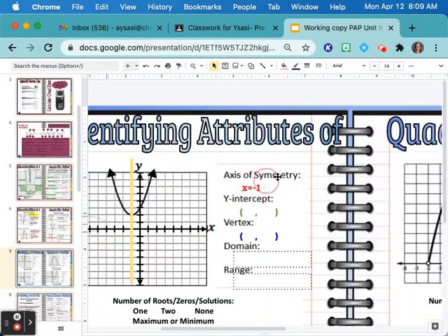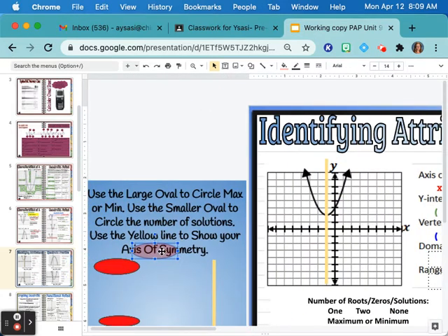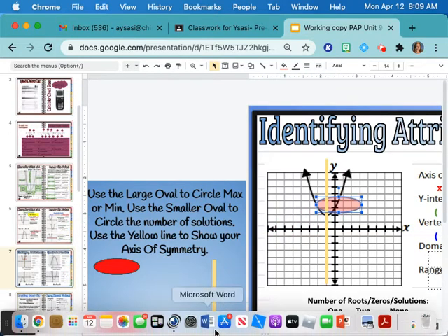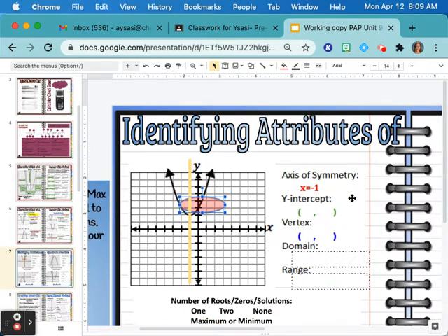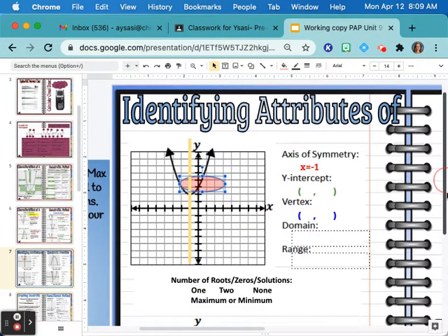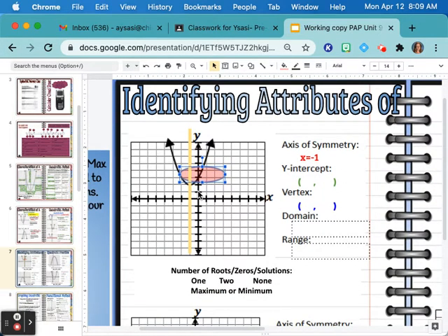The y-intercept, I wonder if it lets you do that. Oh no, we don't want to do that. The y-intercept is right there. So we need to write it as a coordinate. So that would be (0, 3).